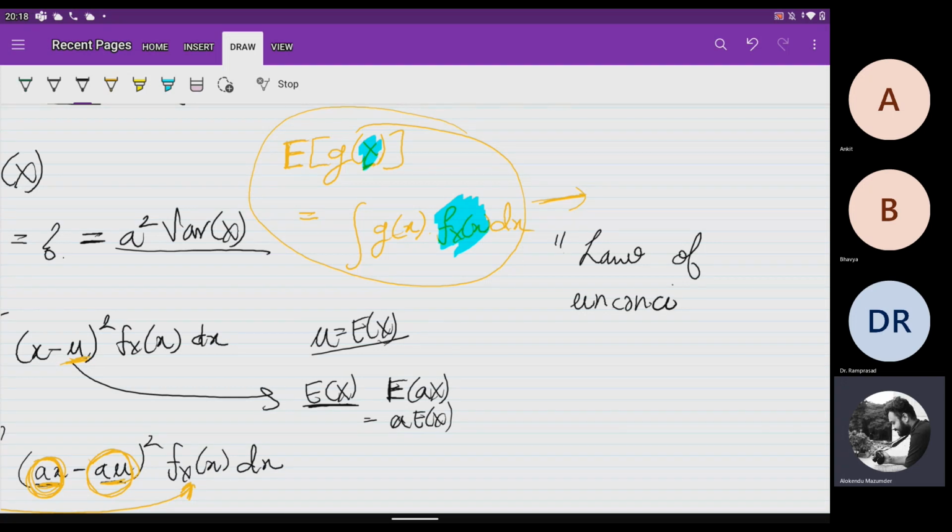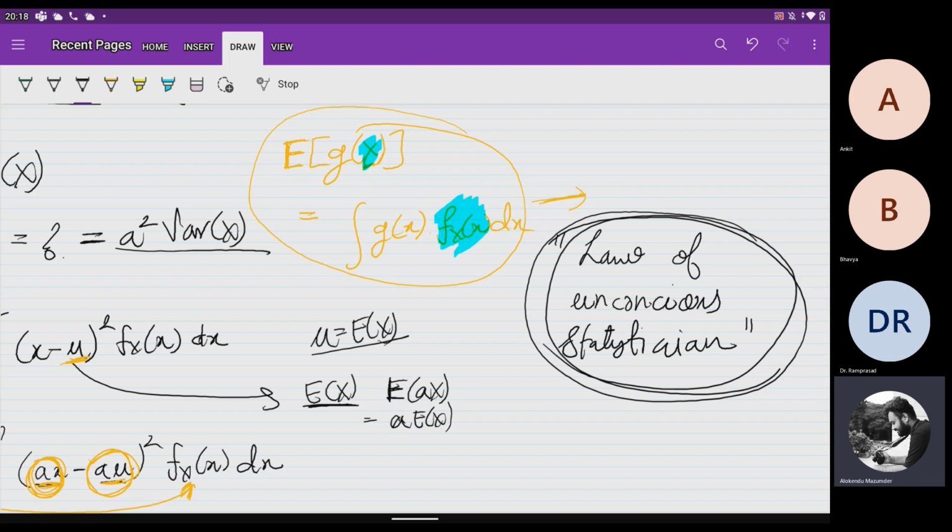Law of unconscious statistician. Law of unconscious statistician. You can look it up on the internet. You will get a brief idea why this happens. So in order to understand this thing in more depth, you are supposed to look at the law of unconscious statistician.